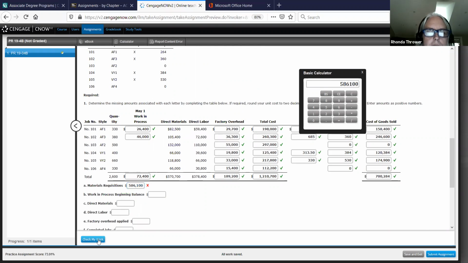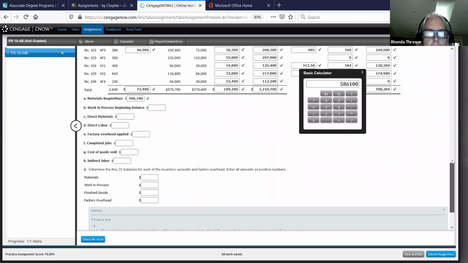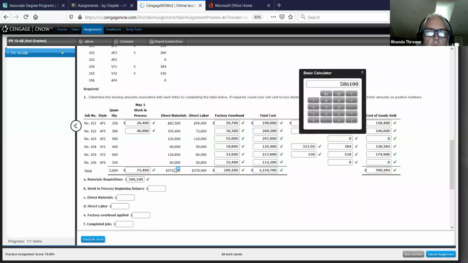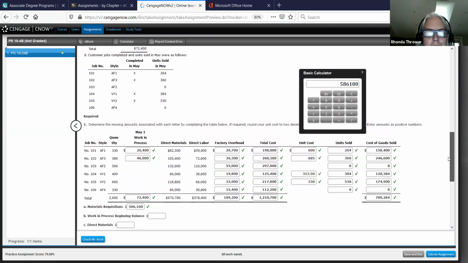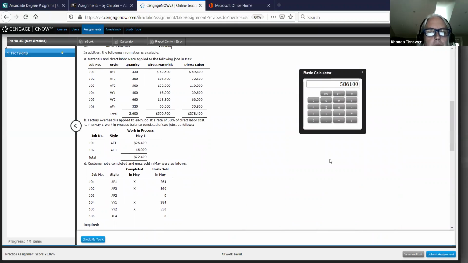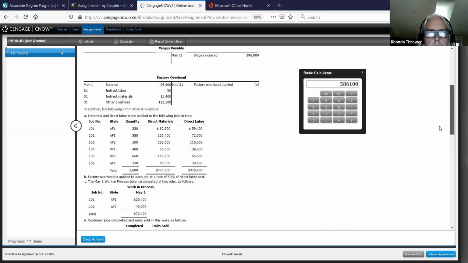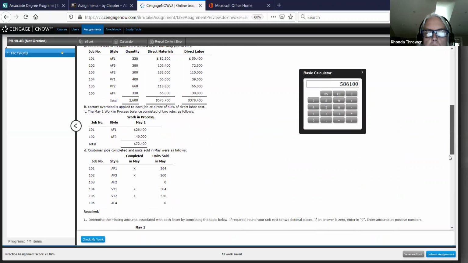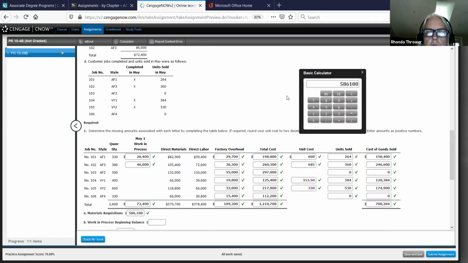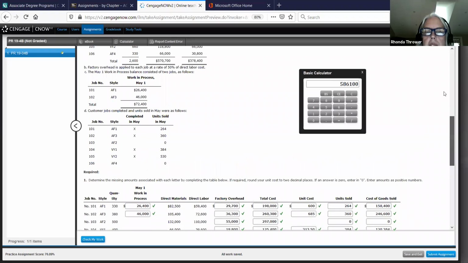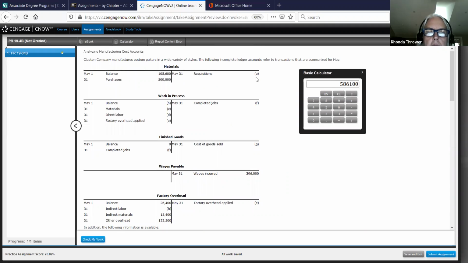Let's try this again, just to make sure my math is right this time. This time I got it right. So it's direct materials plus your indirect materials, excuse me, class. Your indirect materials was given at $15,400. When you add that and the direct materials together, it gives you the total materials requisition of $586,100 that we put right here. Notice this A, $586,100, would be plugged into the T account right here for A.